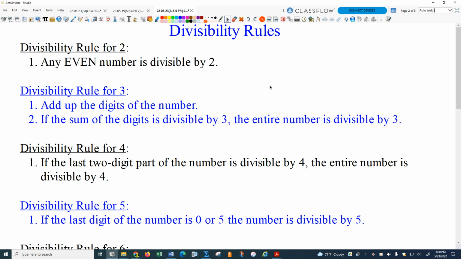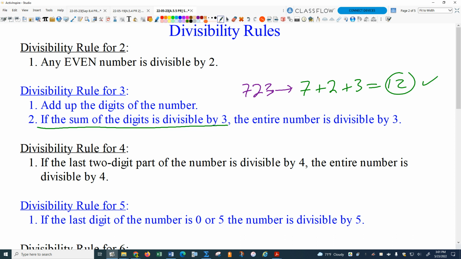The divisibility rule for 3, this is a really important one. You use this one a lot. So how do you know if a number is divisible by 3? All you have to do is add the digits up, and if the sum of the digits is divisible by 3, then the whole number is divisible by 3. So for example, if I have the number 723, if I add the digits up, 7 plus 2 plus 3 equals 12, which is divisible by 3. So the whole number is divisible by 3.